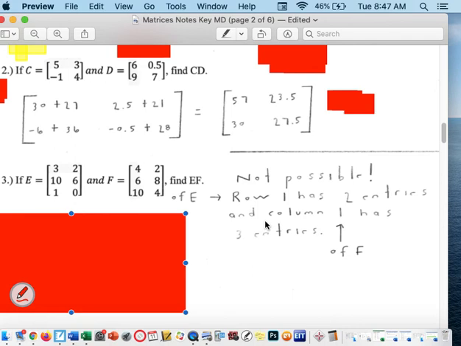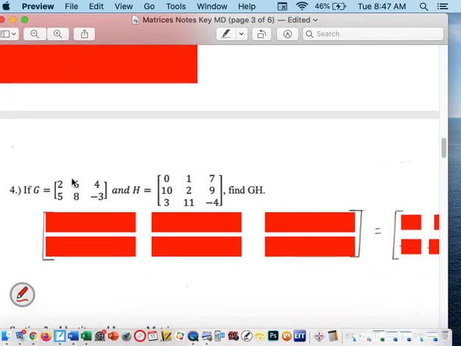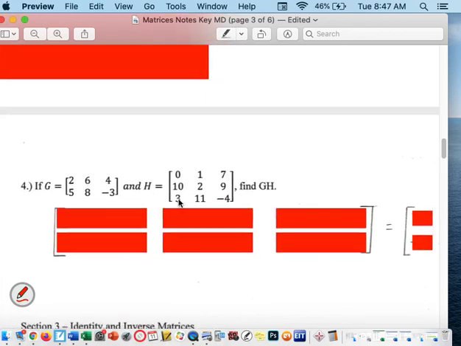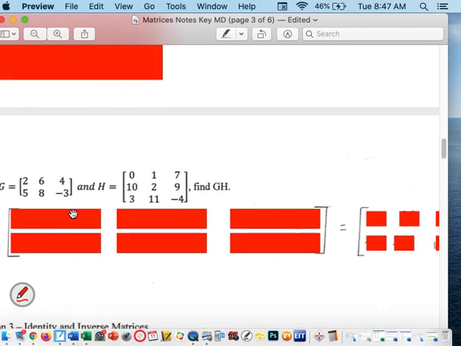And example number 4, last example for today, I would like you to multiply G times H. I'm going to go ahead and give you 2 or 3 minutes here to get started on this. Okay? Go ahead and multiply G times H. So your solution is going to be a 2 by 3. So you need to take 2 times, multiplying these numbers, times all of these.